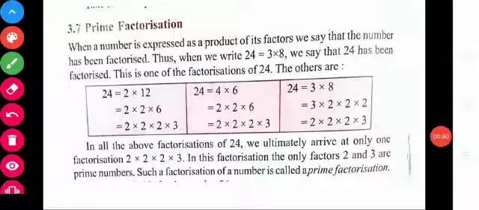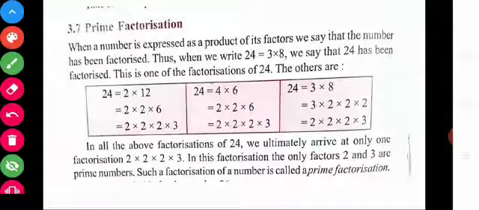See the next one, prime factorization. When a number is expressed as a product of its factors, we say that the number has been factorized. 24 can be written as 3 eights are 24. So this 24 can be factorized. This 24 can be written as 2 twelves are 24. 12 can be written as 2 sixes are 12. 6 can be written as 2 threes are 6. Then 24 can be written as 4 sixes are 24. Then 4 can be written as 2 twos are 4, and 6 can be written as 2 threes are 6.